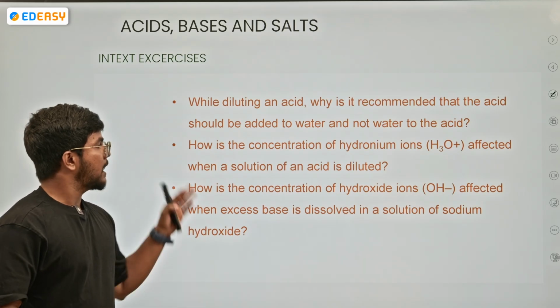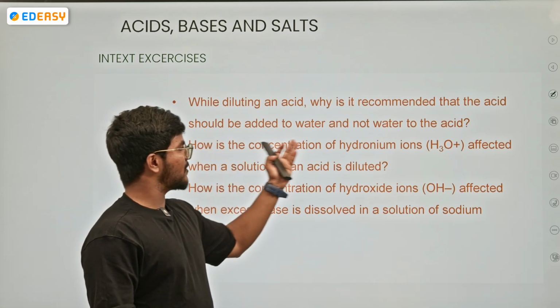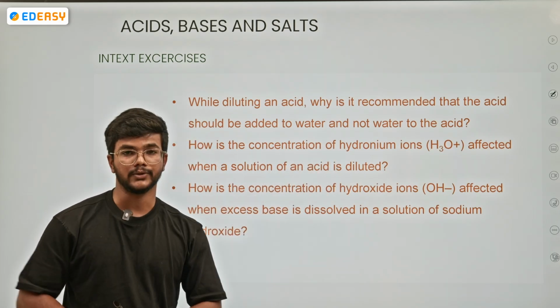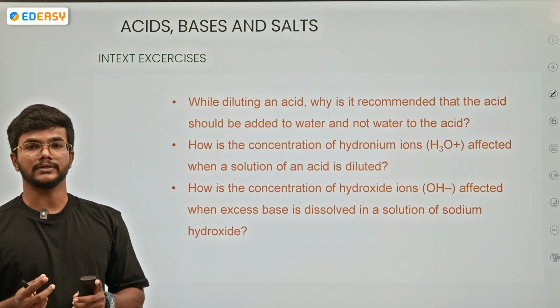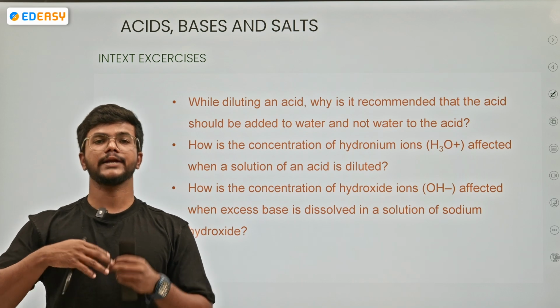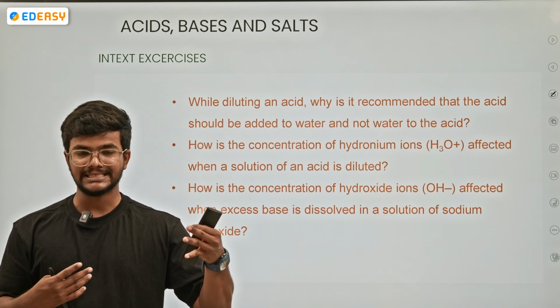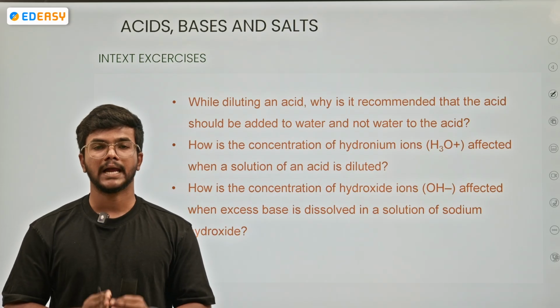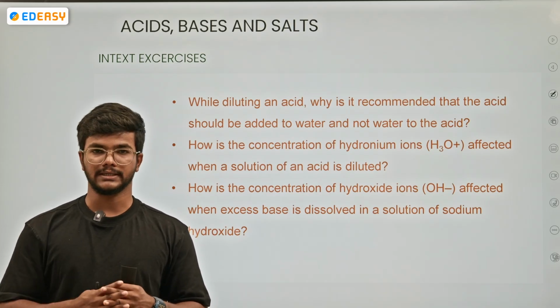Next, how is the concentration of hydronium ion affected when the solution of acid is diluted? When acid is diluted, the hydronium ion concentration increases. That makes the solution conduct electricity, and it will also show the acidic properties.